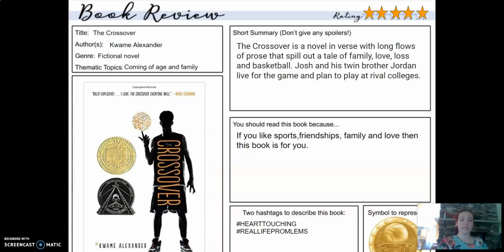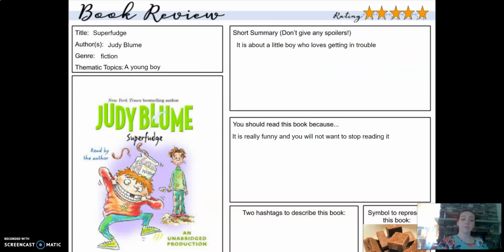Here's another Diary of a Wimpy Kid. The Crossover. Judy Blume and Super Fudge. That's an awesome book. That's a very old book that I used to read when I think I was your age.